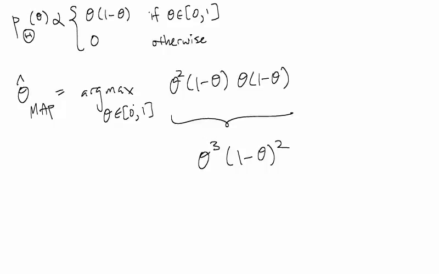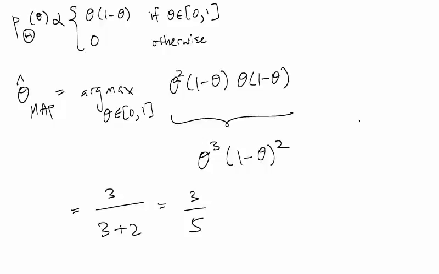So the answer to this argmax is going to just be the fraction of heads where we have 3 heads and 2 tails, which is 3 over 3 plus 2, which is 3 over 5. And one way you can think about this is that here, this prior where we have theta times 1 minus theta, this theta is going to introduce a pseudo count of 1 head. And this 1 minus theta is going to introduce a pseudo count of 1 tail.